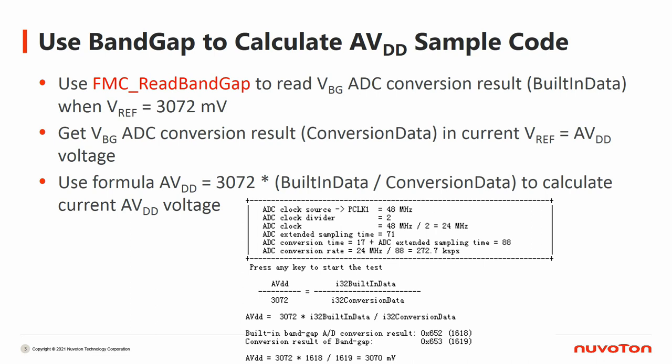In this example, we get the built-in bandgap value by calling the FMC_ReadBandgap function and store it in the parameter built-in data. Second, we connect the AVDD that we want to measure and use the ADC_GetConversionData function to get the current bandgap value. The converted bandgap value will be stored in the parameter conversion data. Finally, we have two parameters, built-in data and conversion data. We can use these two parameters with the below formula to calculate the current AVDD voltage.